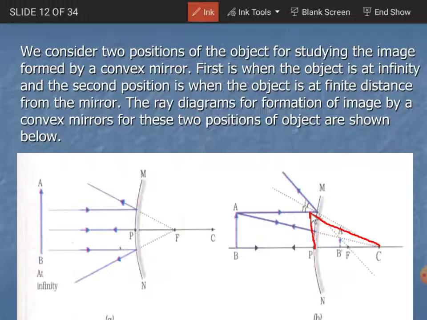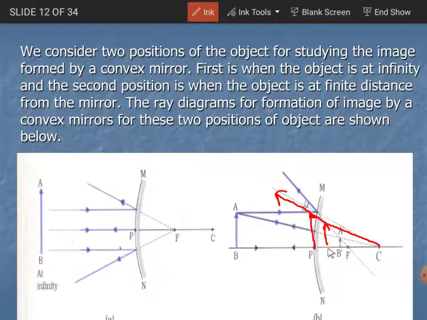So when a light ray after incident like this, which is supposed to pass through the center of curvature, this reflected light will be reflected back like this, right? In this direction, right? So what happened? The two virtual reflected rays intersect somewhere here. So your image will be formed here.